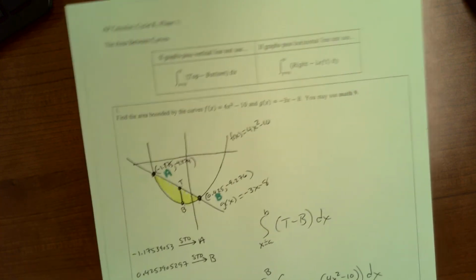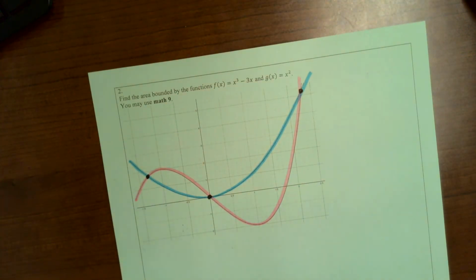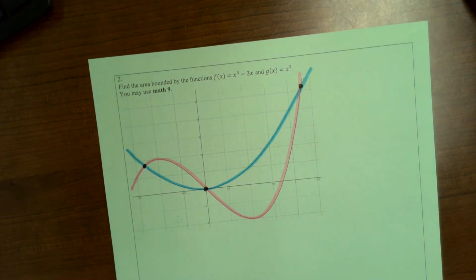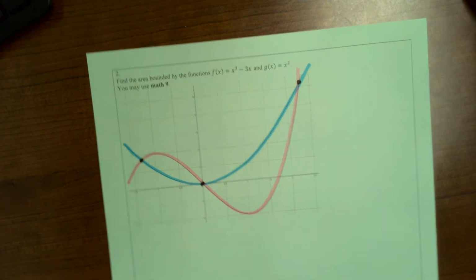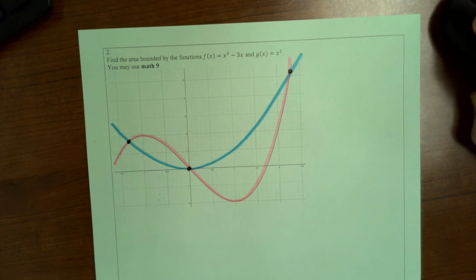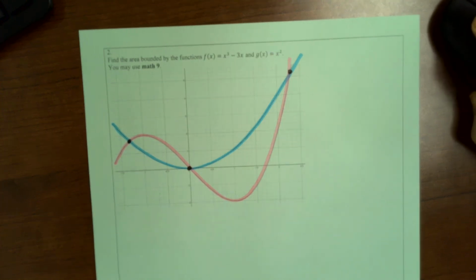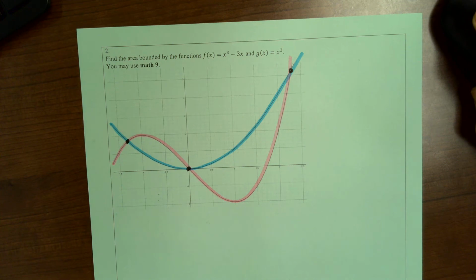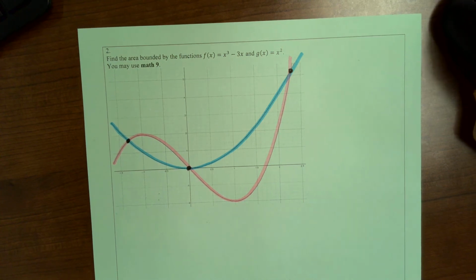Okay, so there's one. Let's do another one where we're given the picture. Find the area bounded by the functions f and g. You may use math 9. Okay, let me focus this a little better. Is that even better? That's a little better.